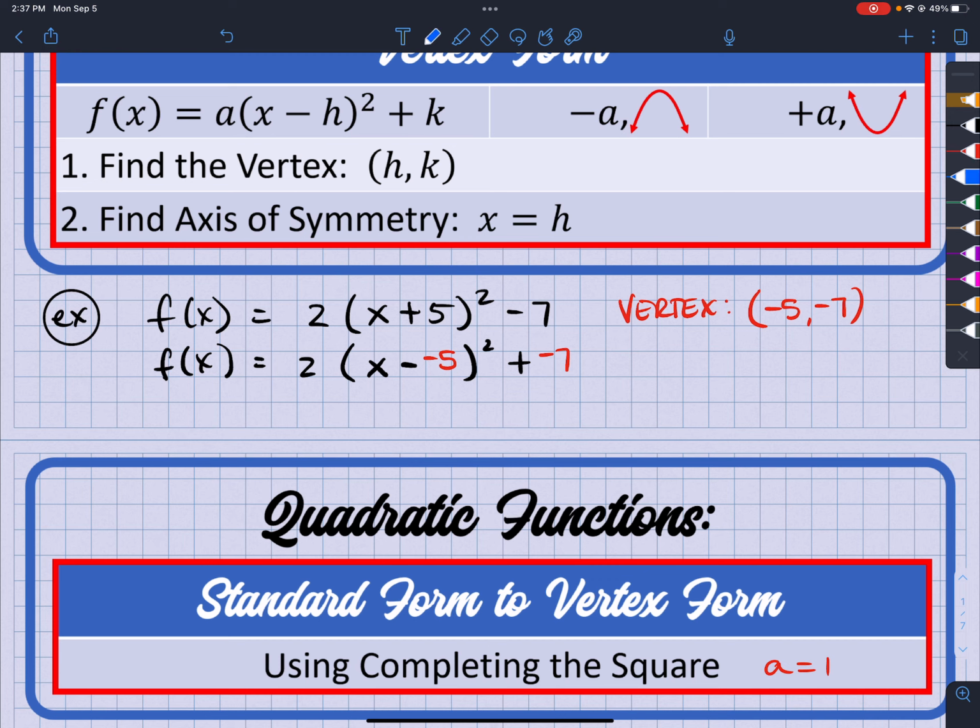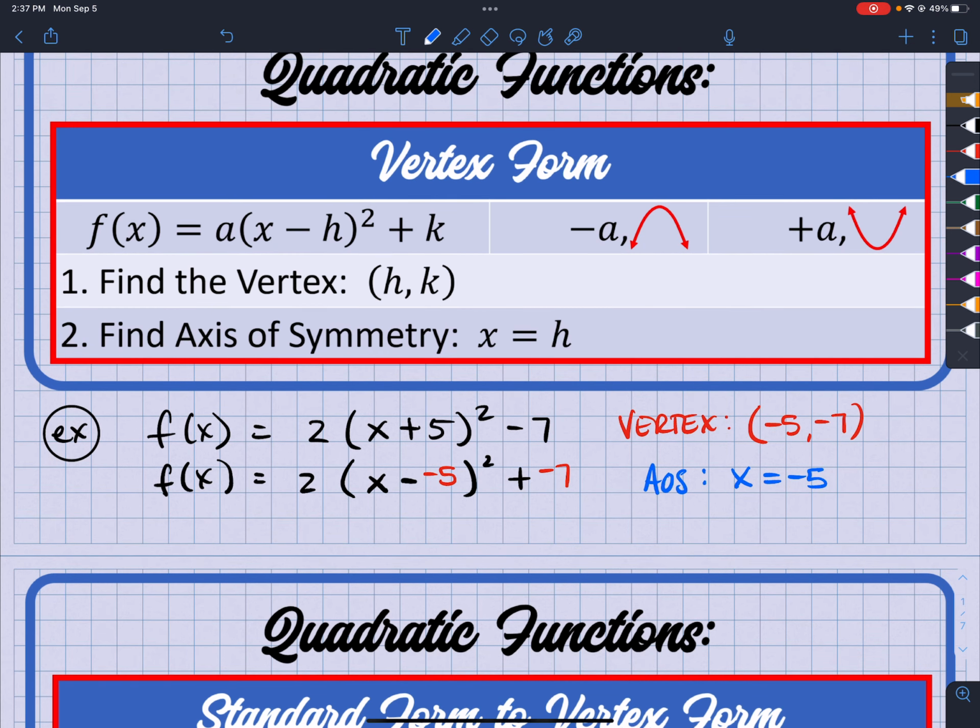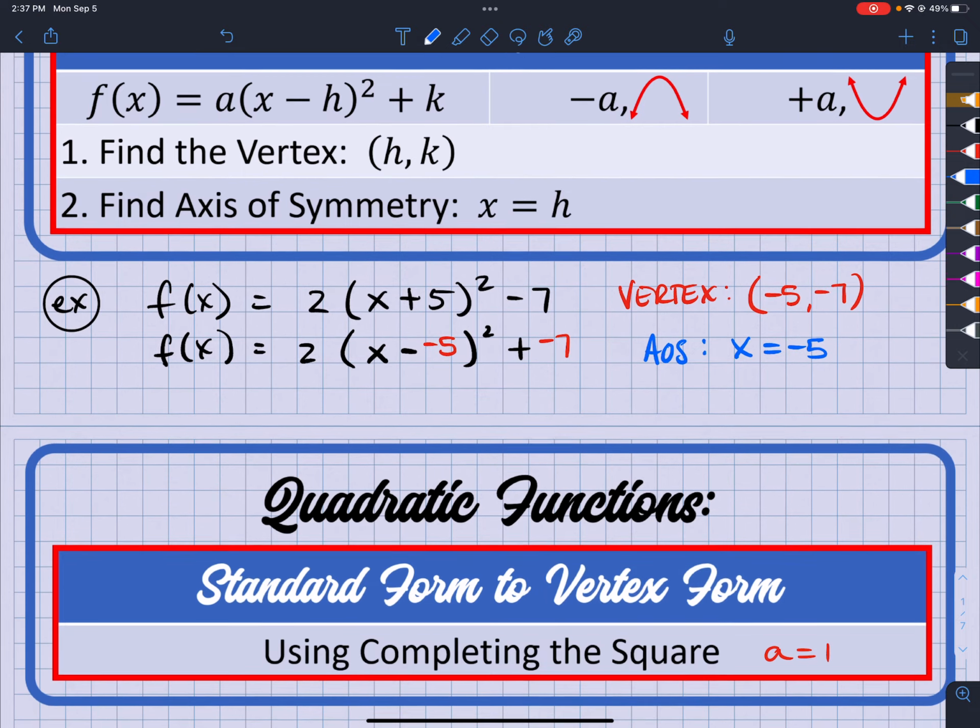With that being said, that means my axis of symmetry is going to be just x equals negative 5. All right? So that's how I would do it if I was given vertex form. So you're like, well, if I can just have everything in vertex form, this would be cake. It would be so easy. You're right. But life doesn't work that way.